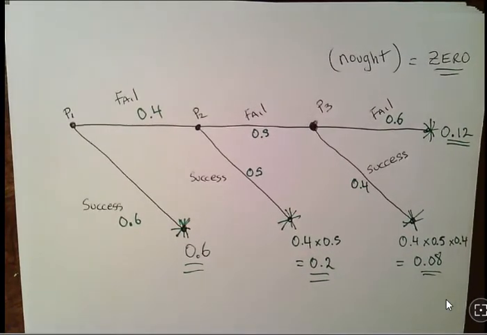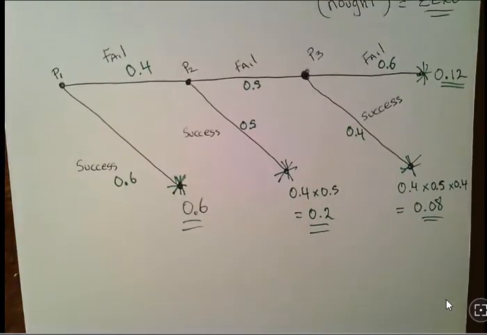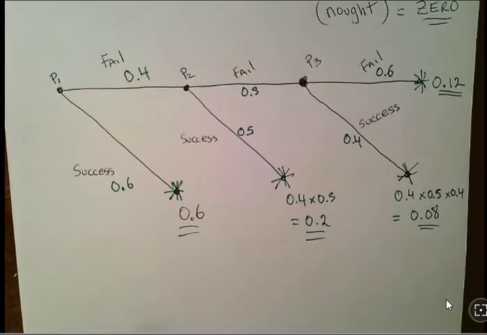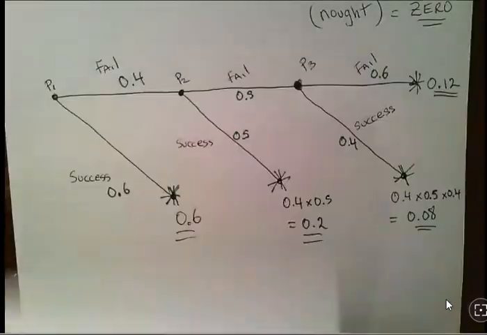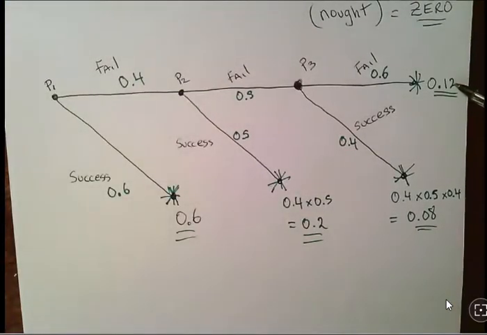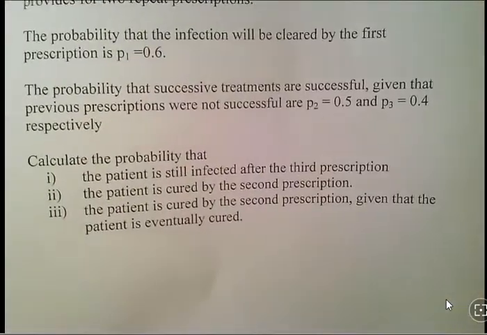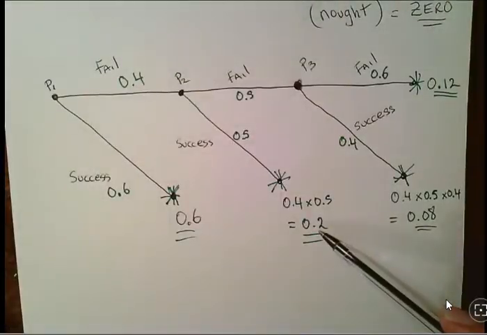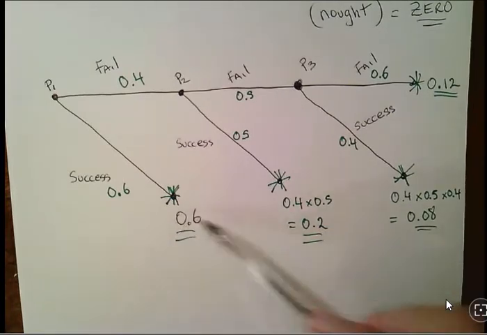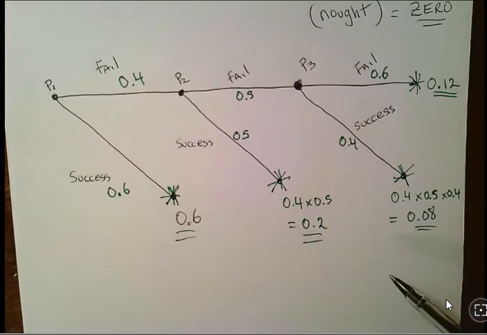So anyway, we have all our answers. The first question is, still infected after the third prescription? Well, the answer to that one is 0.12. Now, the patient is cured by the second prescription? There we have it, 0.2. In fact, we've got all of the possible outcomes there. There's 4 possible outcomes, so they're very easy to pick out, just in case you were asked something else.